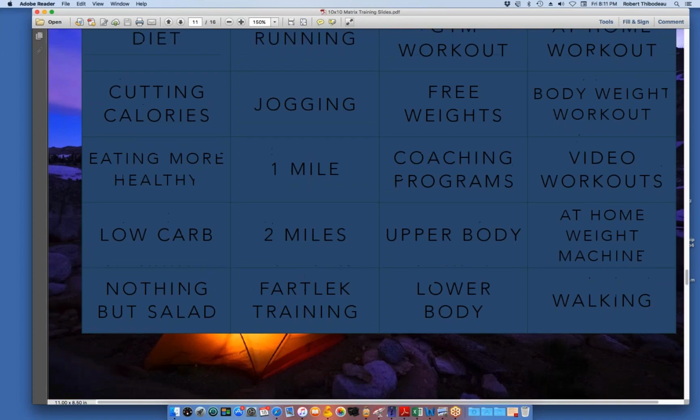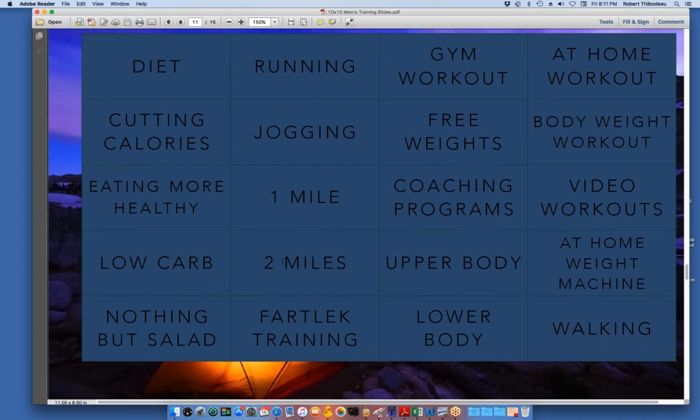We'll go back up here on the page. Underneath diet, I have cutting calories. Can you write 1 to 2 paragraphs on cutting calories and how that'll affect your weight loss? Under running, can you write 1 to 2 paragraphs about jogging and how to lose weight? Under gym workouts, can you write 1 to 2 paragraphs or more on how to use free weights, things you need to be careful of, and the proper lift, the proper technique, etc. That's what you're going to do.